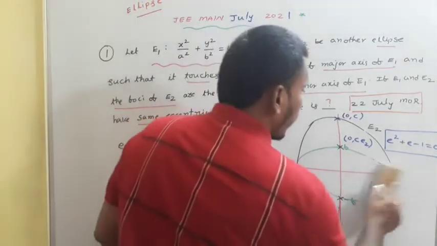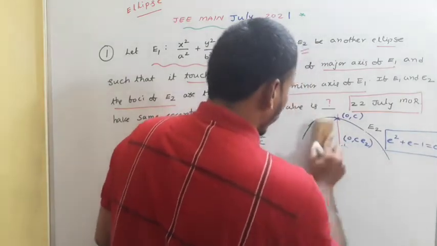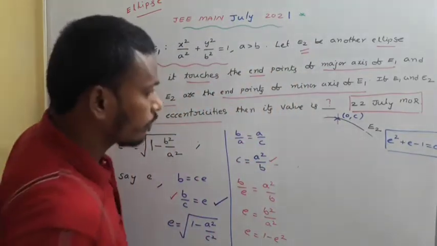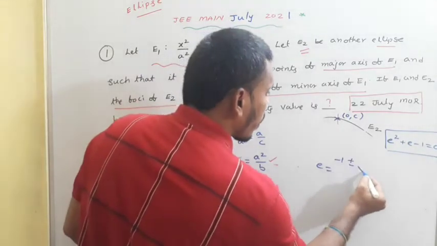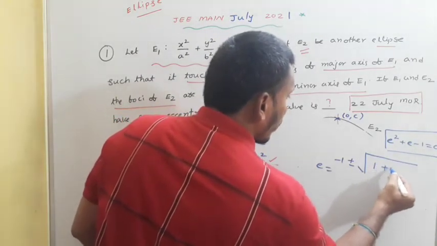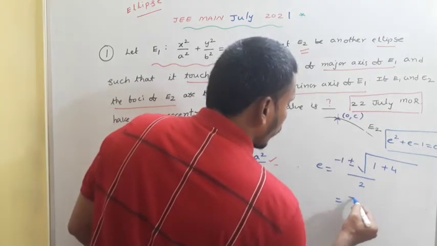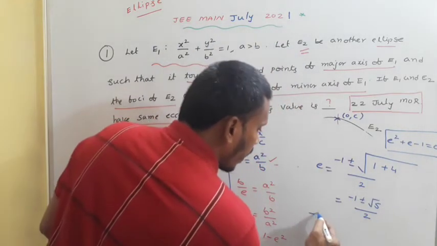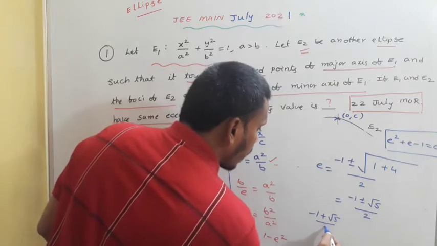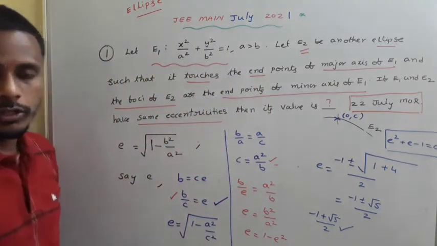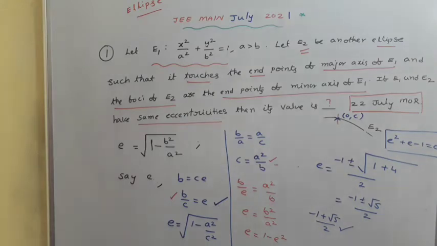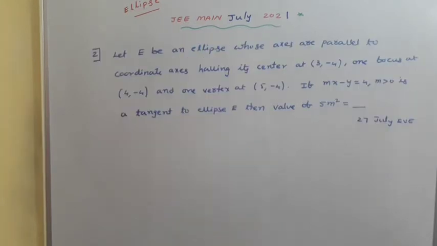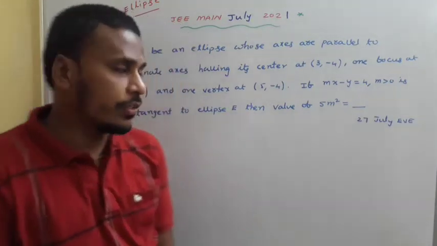Okay, I am erasing this part. And now when you try to calculate e here, e is equal to minus 1 plus or minus square root of b square is 1 plus 4, divided by 2, that is equal to minus 1 plus or minus root 5 by 2. So we need to choose minus 1 plus root 5 by 2 as our eccentricity at the end. Okay, have a look. That is the first problem related to the ellipse from July 2021. Next problem, this is asked in 27th July evening session.